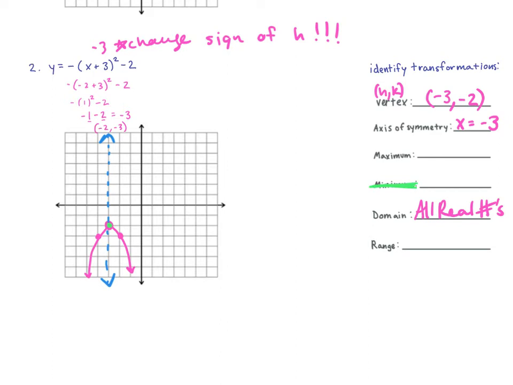And what's our maximum value? -2. It always comes from the second number in our vertex. And then what is our range? -infinity to -2. So since it goes down, we start with -infinity and end with the number, which is -2. So last step, let's look at our question and identify the transformations.